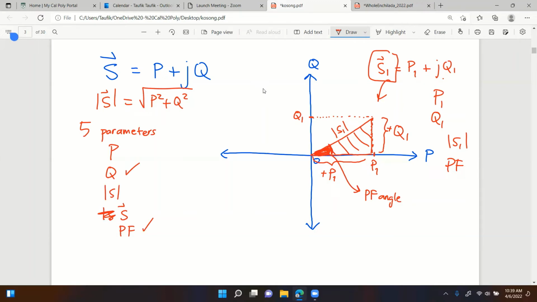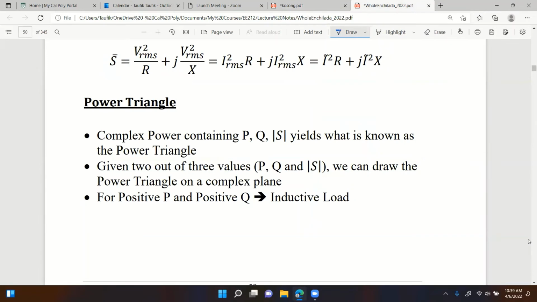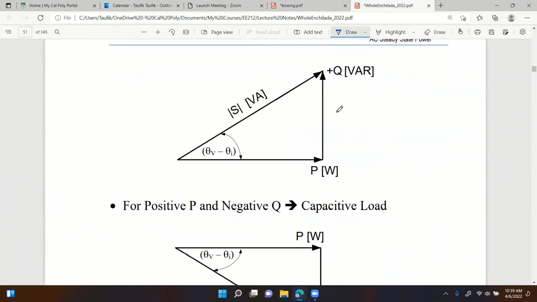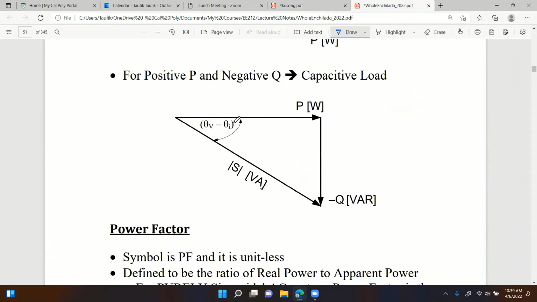Can I get a different triangle? Of course, you still have 3 other different quadrants. Let's go back to this. Notice that this triangle is in quadrant 1. Can I have the triangle in a different quadrant? Yes, for example, this one right there. That's in quadrant number 4.